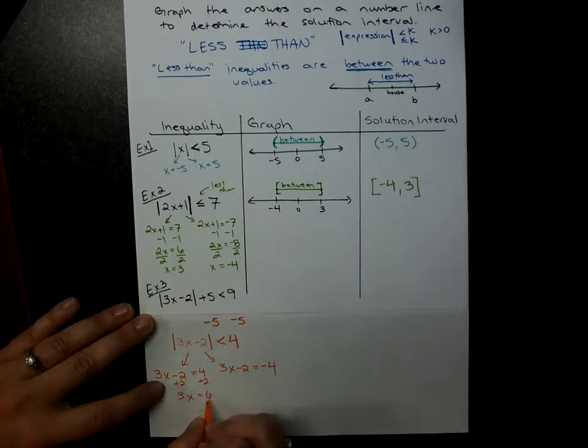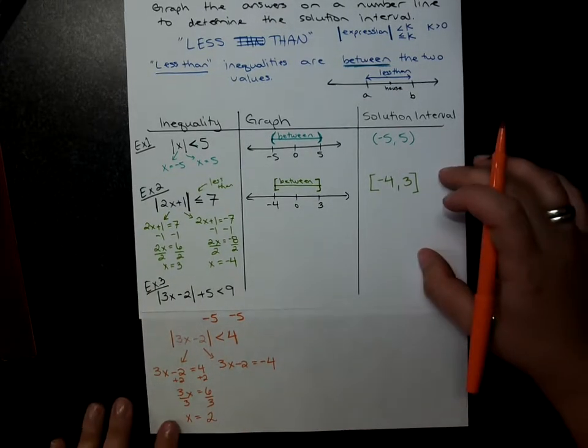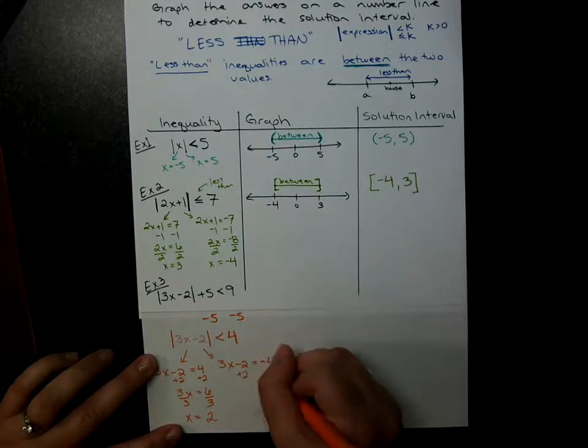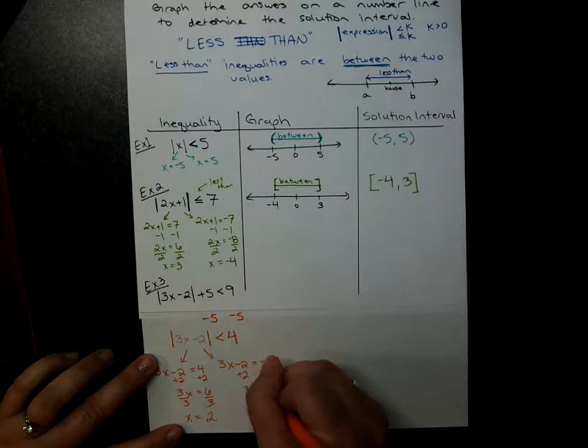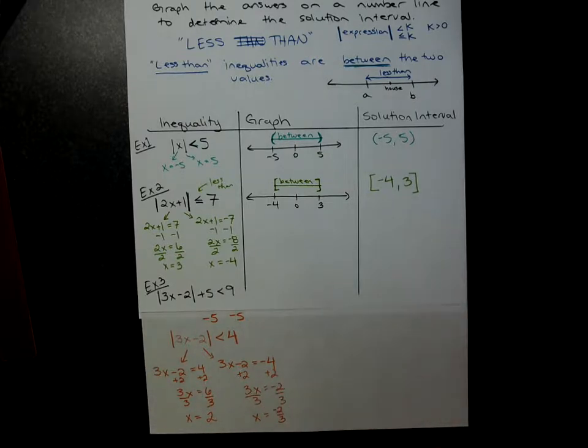3x could be equal to 6. So you should get x equals 2 for the positive option. I'm going to do the same thing here, add 2 to both sides. 3x equals -2, divide by 3, and x equals -2 over 3. And it's okay to get a fraction, but you get those two spots.